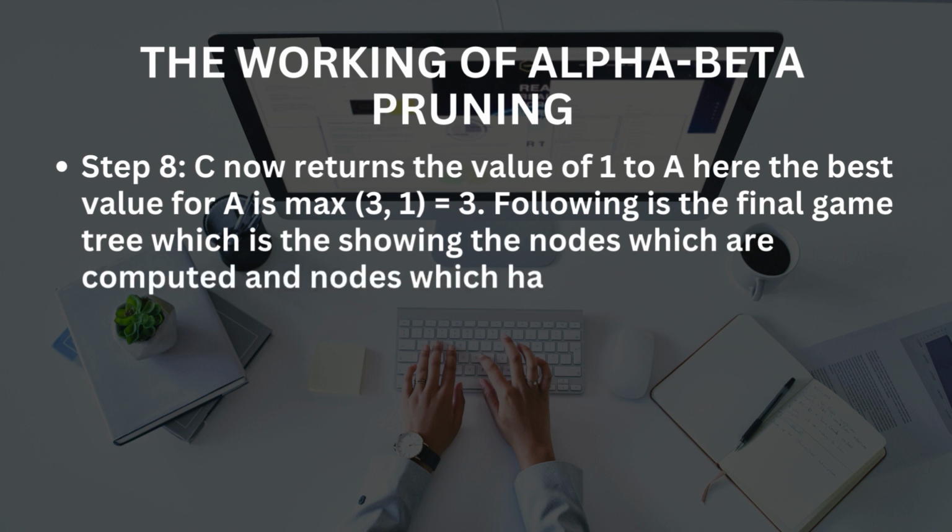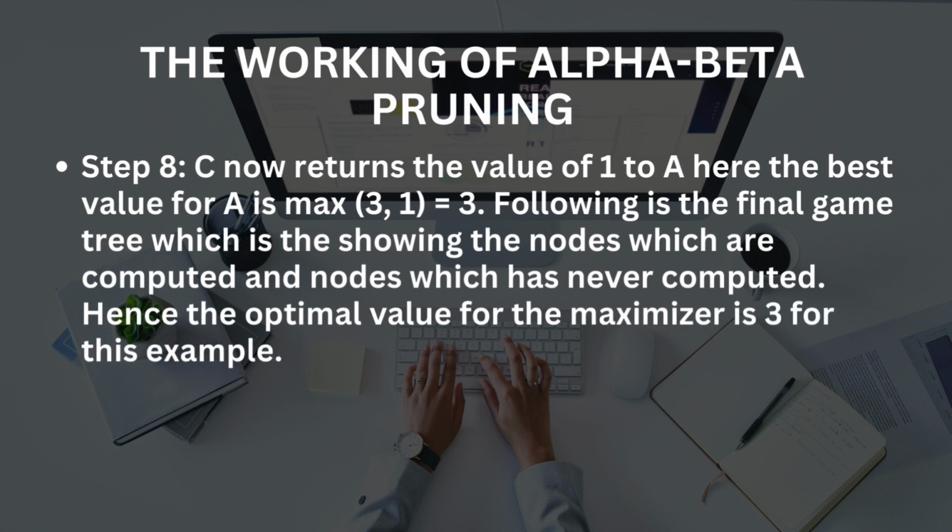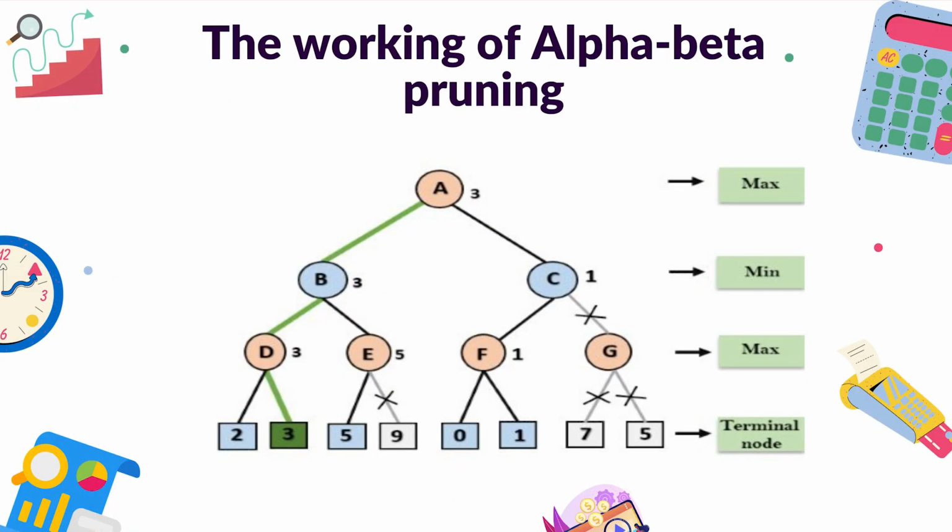Following is the final game tree, showing the nodes which are computed and the nodes which were never computed. Hence, the optimal value for the maximizer is 3 for this example. You can see in this diagram that A is equal to 3. So, the best value for A is 3, and in the green line you can see the best path from A to B, B to D and D to this 3 value. So, this is the best path and the best value is 3.